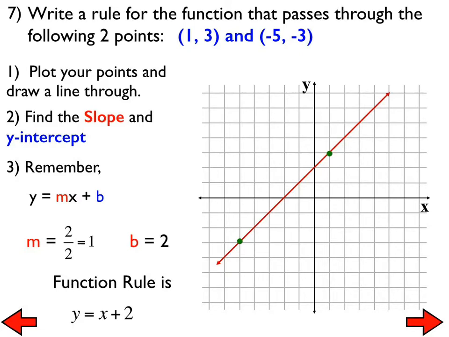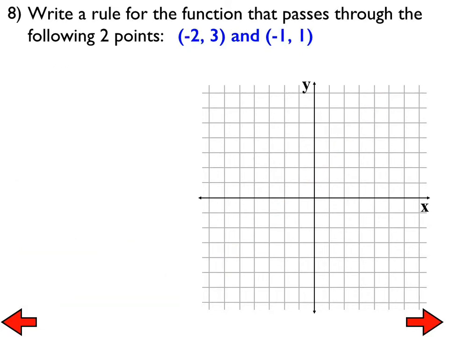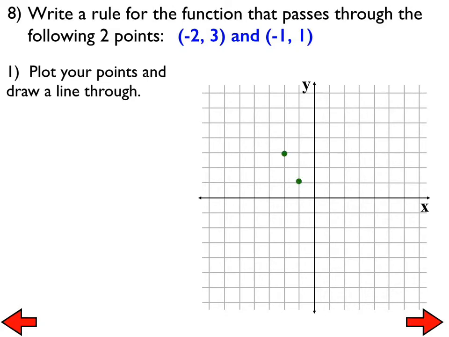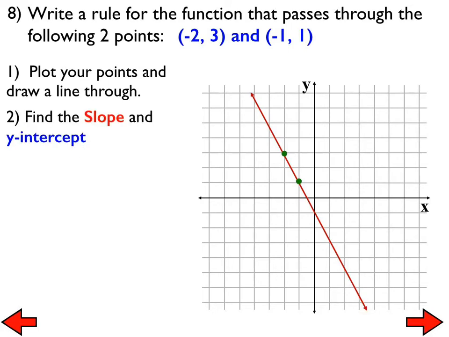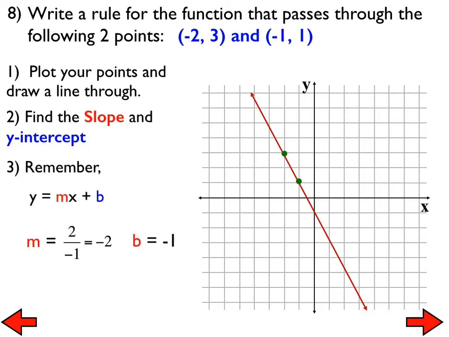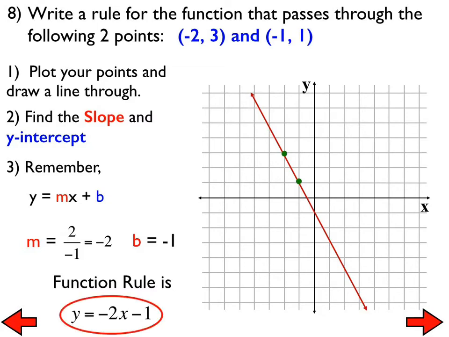All right, number 8. Same thing. All right, function rule for number 8. What should it be? Yeah. The function rule for this graph is y equals negative 2x minus 1. Very good. Slope will be negative 2. Plot those two ordered pairs, draw a line through it. Much easier if we have a ruler. But regardless, should be y equals negative 2x minus 1 for the function rule.